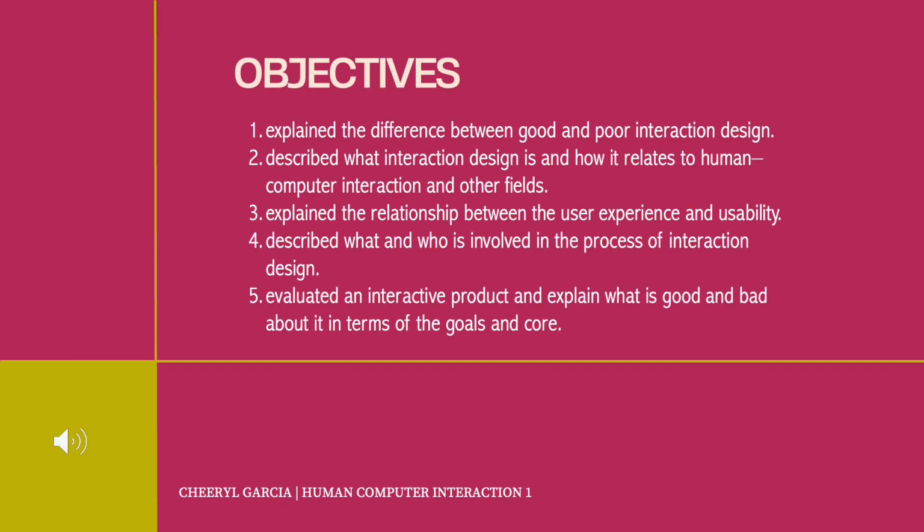And here's the Unit 1 objectives. At the end of the lesson, students must be able to explain the difference between good and poor interaction design, describe what interaction design is and how it relates to human-computer interaction and other fields, explain the relationship between user experience and usability, describe what and who is involved in the process of interaction design, and lastly, evaluate an interactive product and explain what is good and bad in terms of the goals and core.